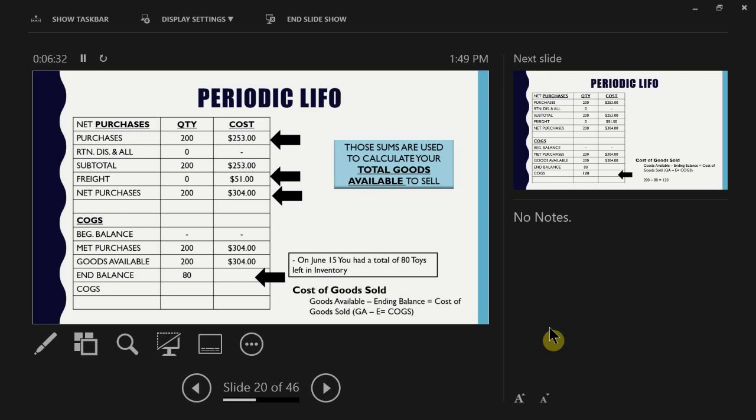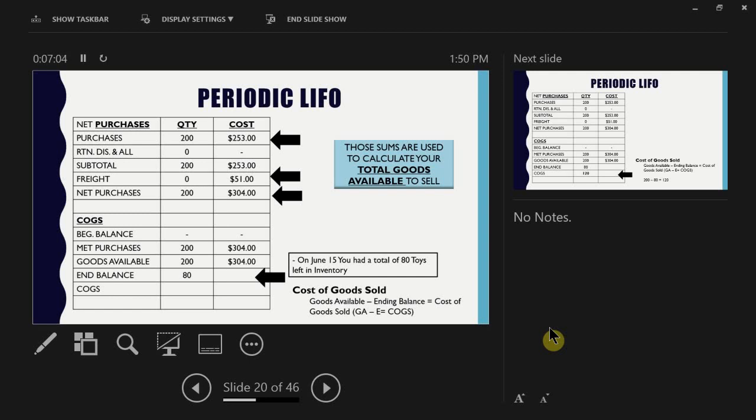And because I don't have beginning inventory, our assumption is that we're beginning our inventory as of June 1st. We've started from nothing. Now we just plug in our net purchases that we calculated from above, and then we calculate our goods available, which is your beginning plus your net purchases. In this case, we don't have any beginning.